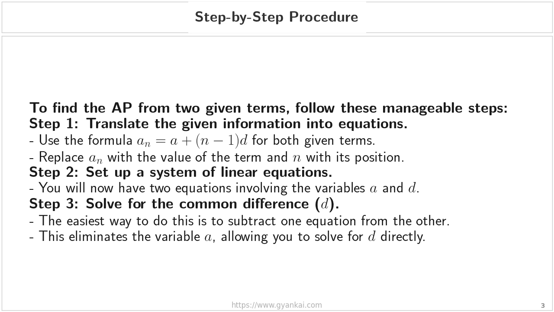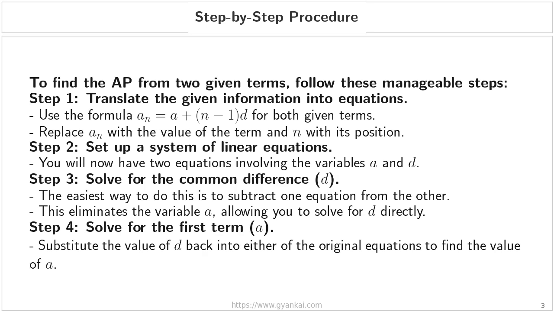Step 3. Now we need to solve this system. The most efficient way to find the common difference, d, is to use the elimination method. Simply subtract one of your equations from the other. When you do this, the variable a will cancel itself out, leaving you with a simple equation that allows you to solve for d directly.